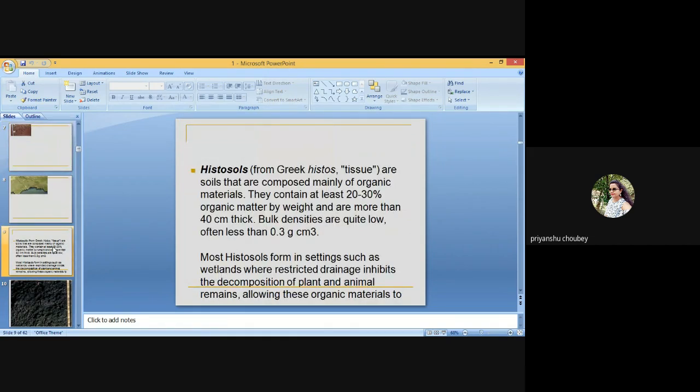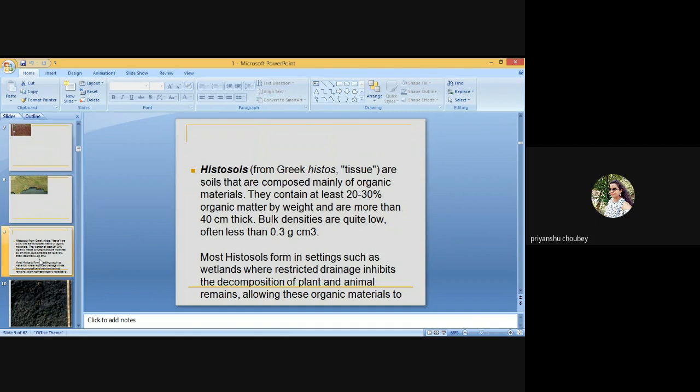Now, Histosol. Histosol is from the Greek word histos. Histos means tissues. Organic matter rich, more than 20% organic soil with a histic horizon under water-saturated environment. Organic matter accumulated with little decomposition.